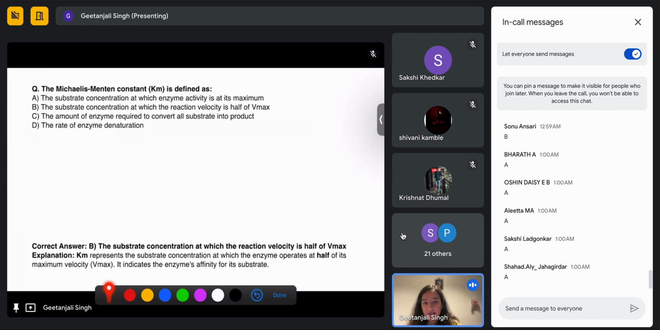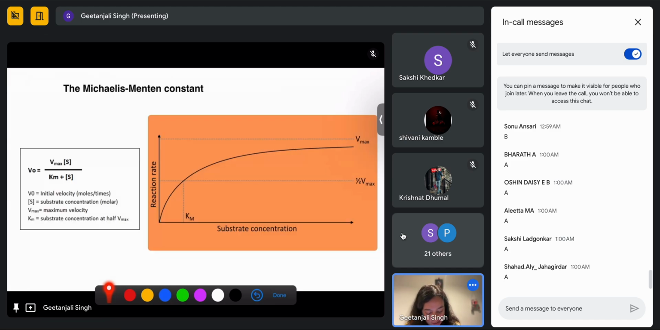Let's go back here and see the question. Michaelis-Menten constant is defined as the substrate concentration at which the velocity is half the Vmax. Clear?